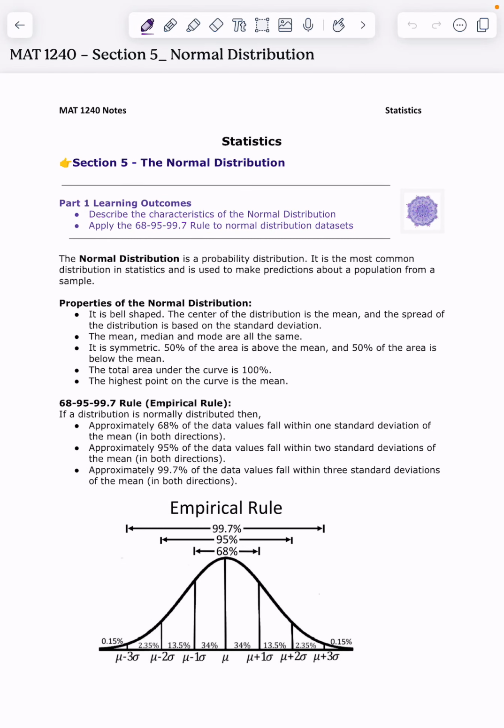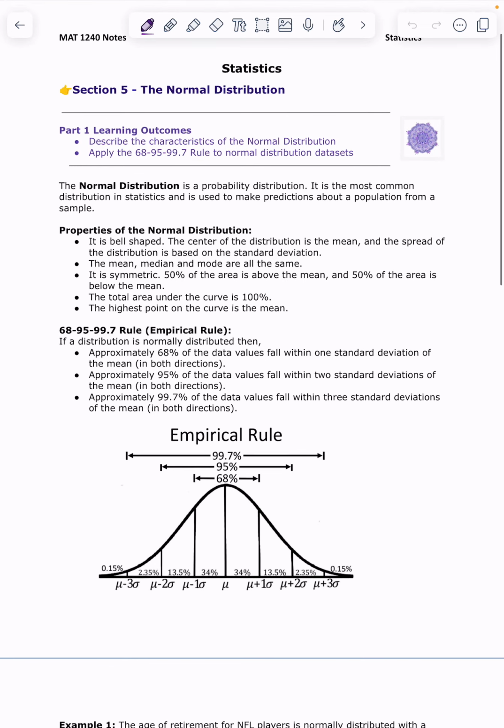Section 5, the normal distribution. So this starts to get into a little bit more advanced statistics. If you take a statistics course, you'll definitely have to know this, but then you'll have to know much deeper probability stuff. So for this, we're just going to study the normal curve and the empirical rule.